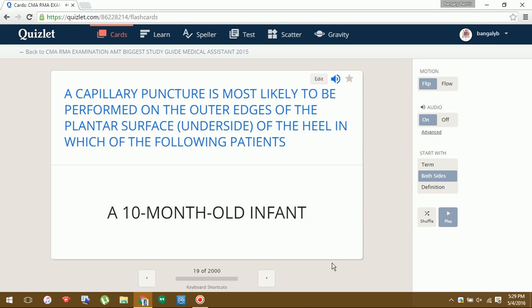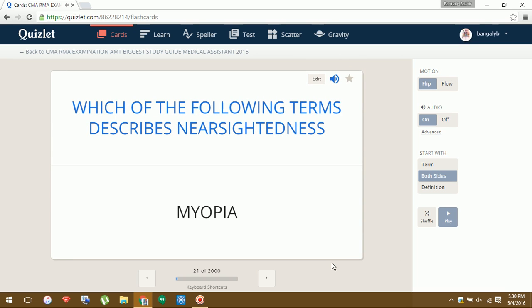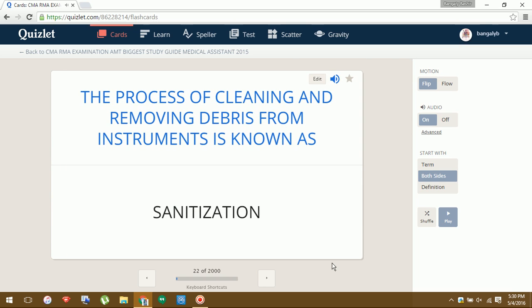A capillary puncture is most likely to be performed on the outer edges of the plantar surface of the heel in which of the following patients? A 10-month-old infant. Which of the following attributes refers to the ability to understand someone else's feelings or situations? Empathy. Which of the following terms describes nearsightedness? Myopia. The process of cleaning and removing debris from instruments is known as sanitization.